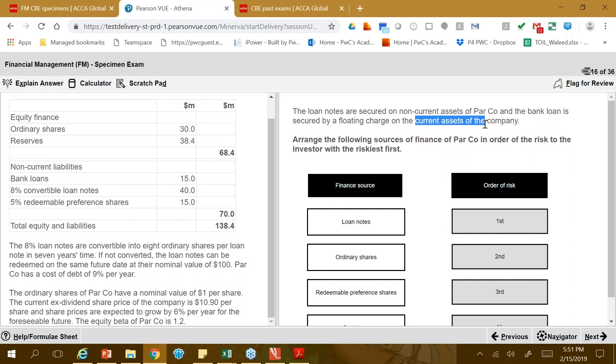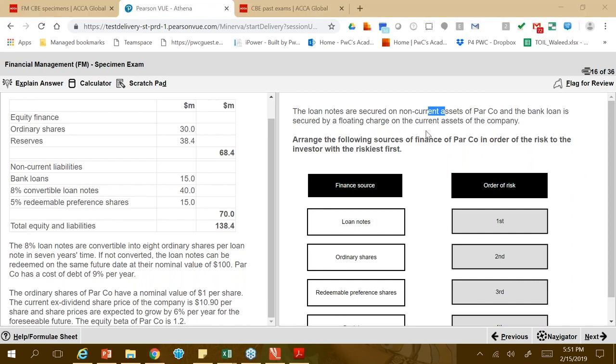For the investors who provide the debt funding, if they give a loan note secured on non-current assets, or they give financing based on current assets, which will be safer for them? What do you think? Non-current assets, because non-current assets are there for the long term. Current assets may be wiped out. You may run out of your receivables, your cash, your inventory. So the non-current assets are the safer option for anyone providing debt funding.